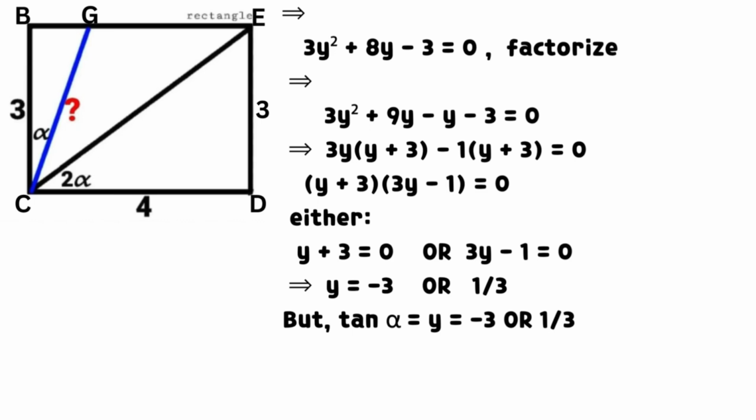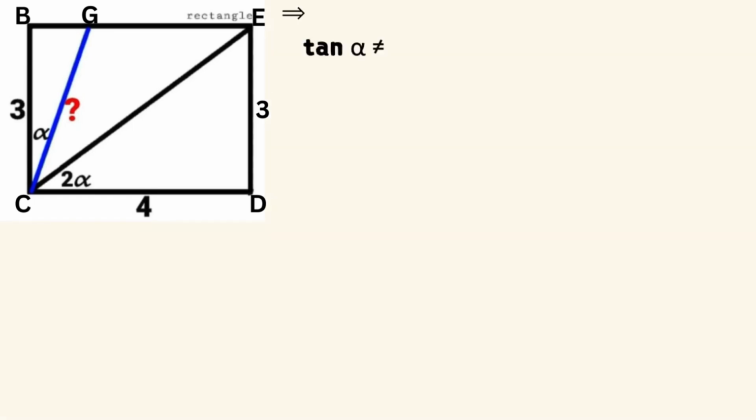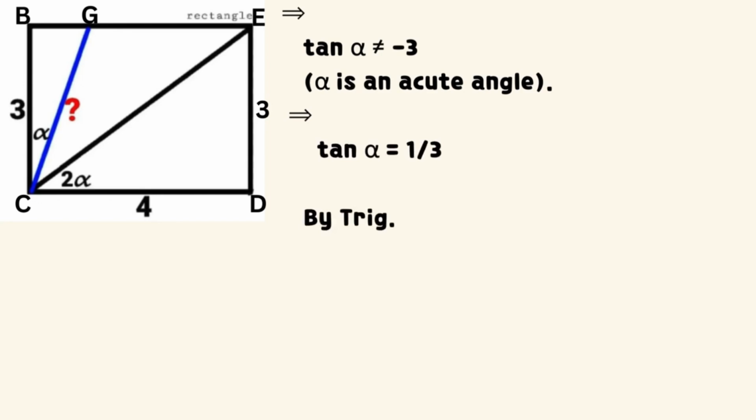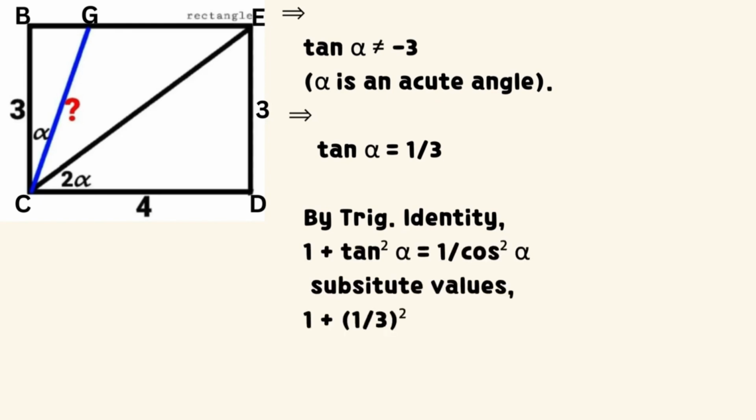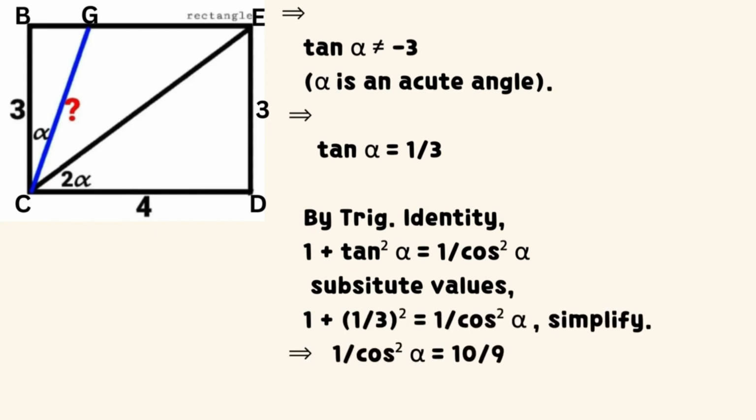But tan alpha equals y, which equals negative 3 or 1 divided by 3. This implies that tan alpha does not equal negative 3, as alpha is an acute angle. It signifies that tan alpha equals 1 divided by 3. By trigonometric identity, the sum of 1 and the square of tan alpha equals the reciprocal of the square of cosine alpha. Substitute values and we have that the sum of 1 and the square of 1/3 equals 1 divided by the square of cosine alpha. Simplify so that 1 divided by the square of cosine alpha equals 10 divided by 9.